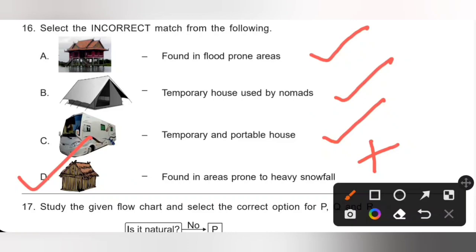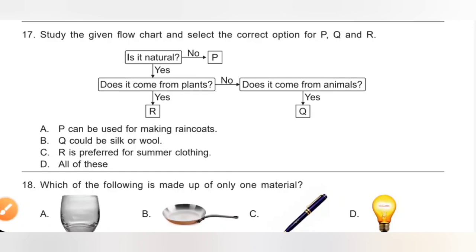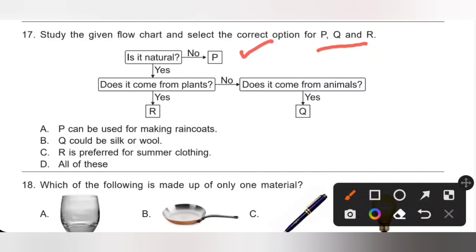17th. Study the given flowchart and select the correct option for P, Q and R. So P is not a natural fiber. So P may be artificial man-made fiber like rayon, nylon, etc. So R is a plant fiber like cotton, jute, and Q is an animal fiber like silk and wool. So option A, P can be used for making raincoat. It is the correct statement.